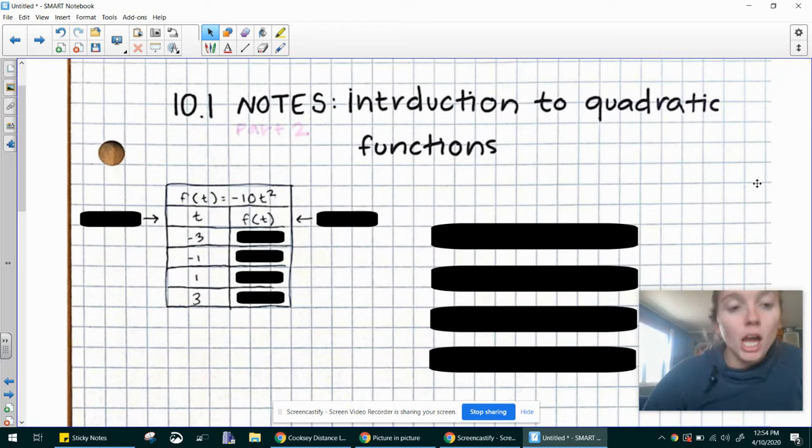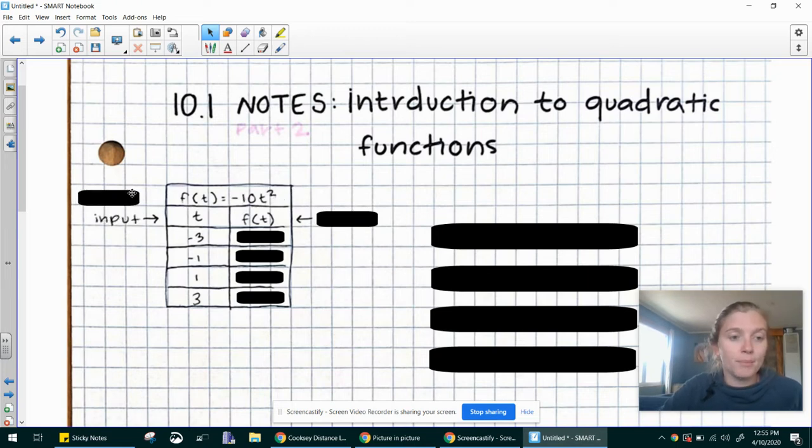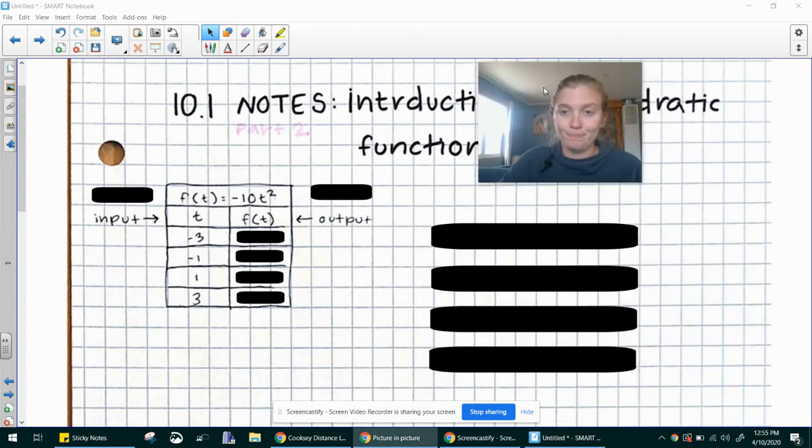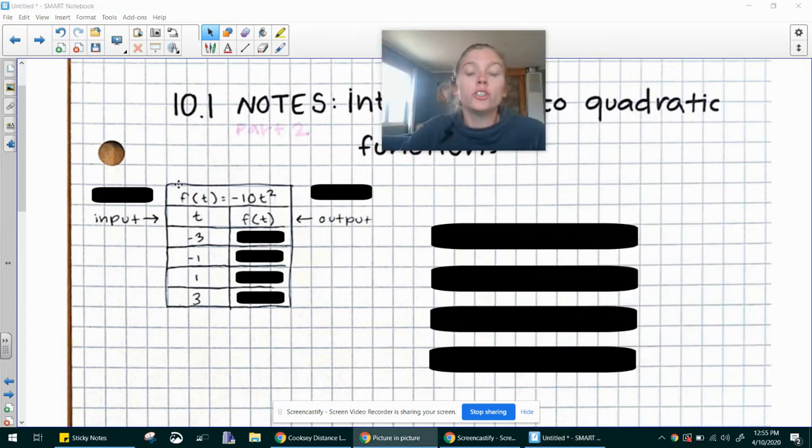So we are going to talk about evaluating quadratic functions today, which means that we are going to take a quadratic function like f of t equals negative 10t squared. We are going to be placing some sort of input into that quadratic function and taking out some sort of output from that quadratic function. So the first piece of input we are going to place into the quadratic function is negative 3.